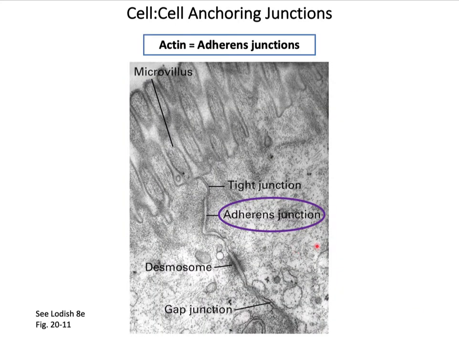So let's look at some examples of each of these 4 different types of anchoring junctions. Cell-to-cell anchoring junctions that use actin are known as adherens junctions. These adherens junctions can be a part of what is known as adhesion belts, which I'm going to show you in a moment. Here is a transmission EM of an epithelial layer, and you can see the adherens junctions just below the tight junction, which is where we often see them.